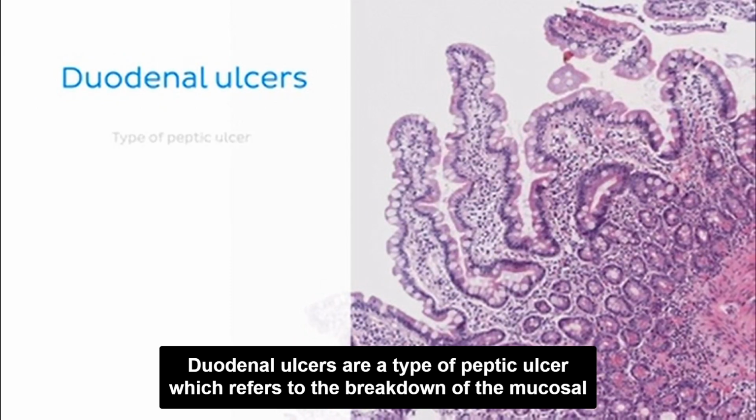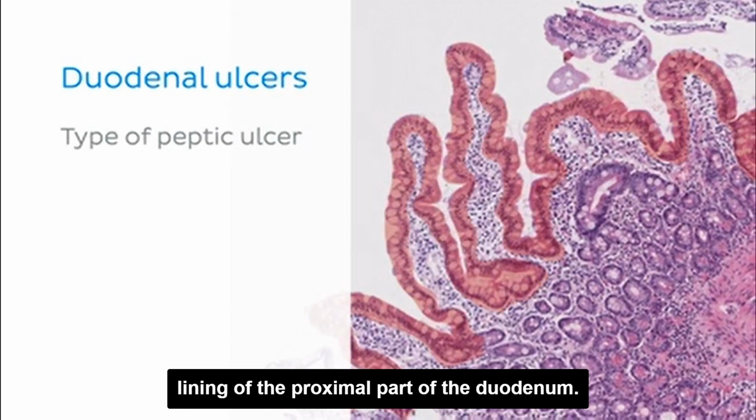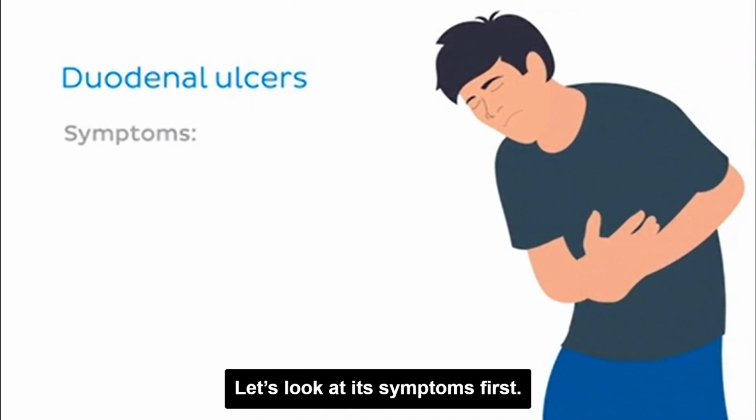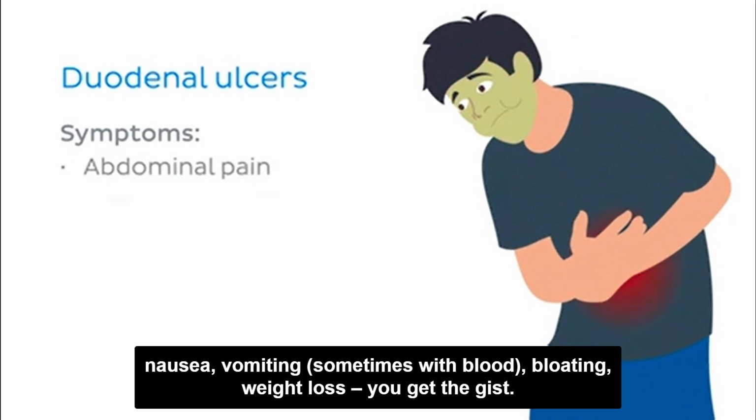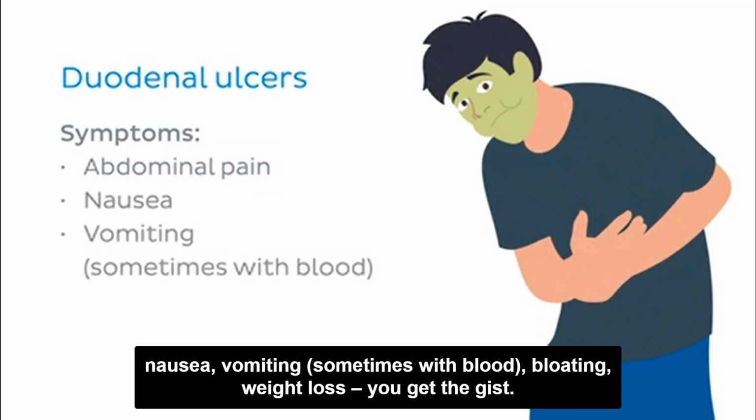Duodenal ulcers are a type of peptic ulcer, which refers to the breakdown of the mucosal lining of the proximal part of the duodenum. Let's look at its symptoms first. Really, it's what you would expect with most digestive disorders: abdominal pain, nausea, vomiting, sometimes with blood, bloating, weight loss. You get the gist.